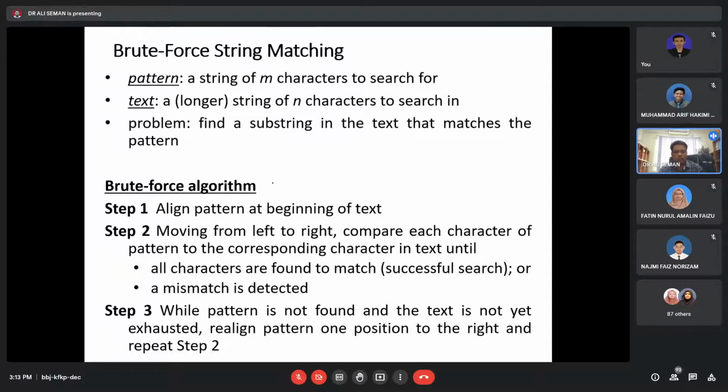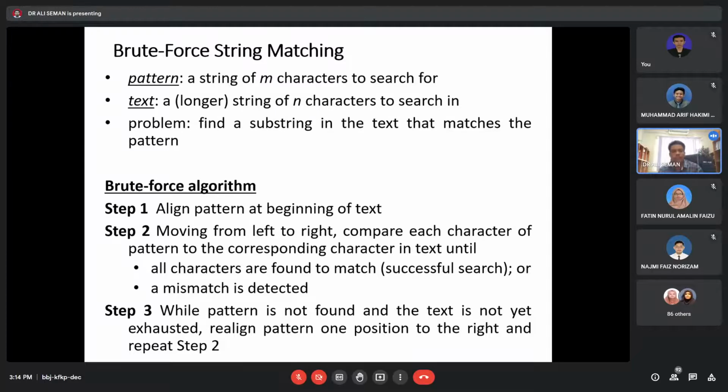So for the brute force algorithm, step 1: align the pattern at the beginning of the text. What is align? It means we need to go through each character of the text, first, then shift to the next until you find the pattern. Step 2: moving from left to right, compare each character of the pattern to the corresponding character in the text until all characters are found to match, or a mismatch is detected, meaning the pattern is not detected. And step 3: while the pattern is not found and the text is not yet exhausted, realign the pattern one position to the right and repeat the step.